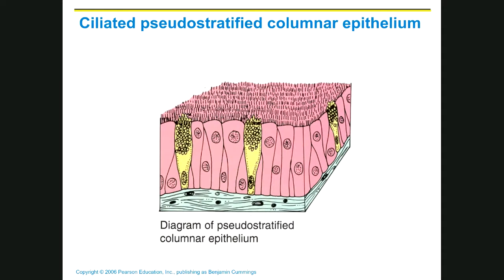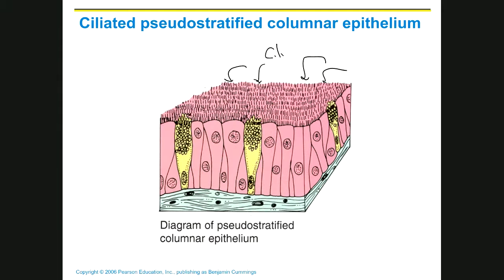So here's a diagram of it. So you can see these cells. So again, if I were to just look at it, I'd say there's at least 2 layers, but there's not, because every cell touches the basement membrane. But the easiest way to identify this tissue is to look for cilia.